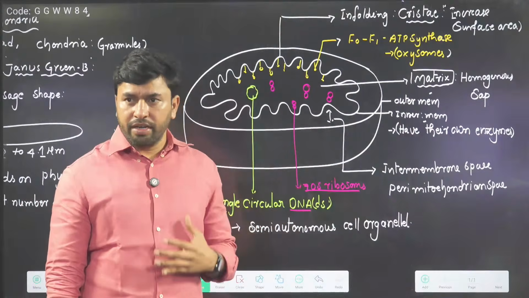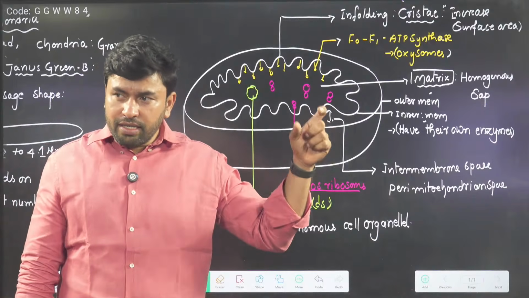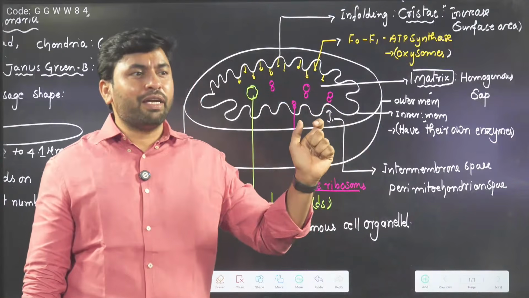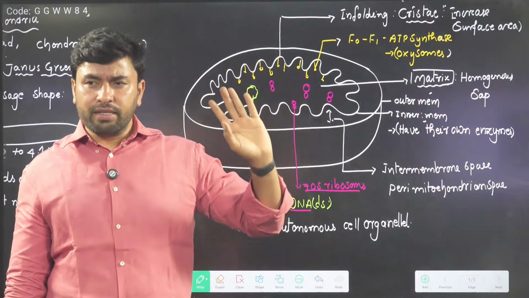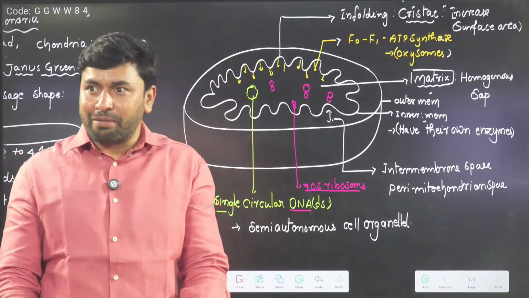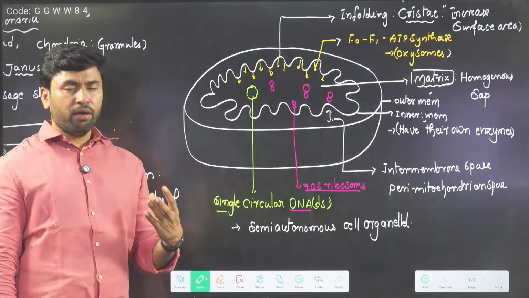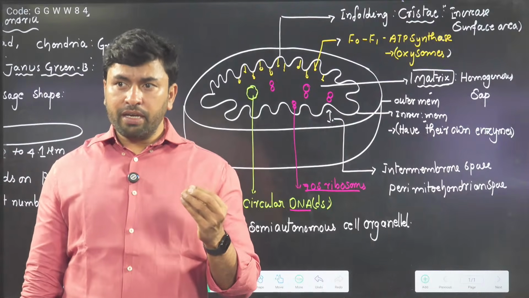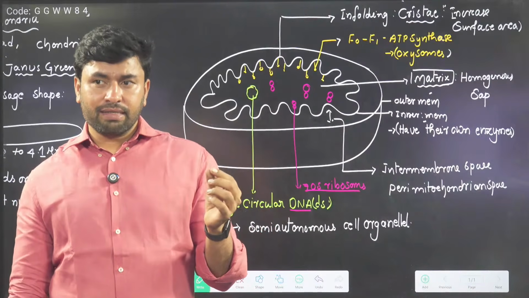Mitochondria says no, I need cytoplasm support. But if I keep the mitochondria inside the cytoplasm, it will not depend on mitochondria completely. Some requirements it can prepare by itself, some requirements it will take from cytoplasm and then survive. That nature is known as semi-autonomous cell organelle. Overall in the eukaryotic cell, there are two semi-autonomous cell organelles. One is our mitochondria, one more will come, plastid or chloroplast.